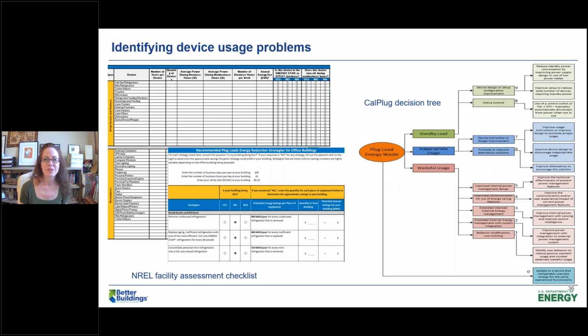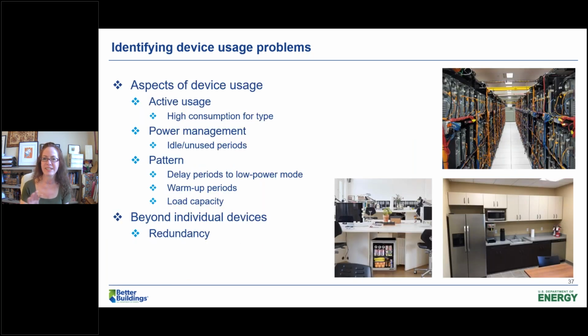So we already talked a little bit about different ways of finding out what your usage problems are. This is an example of the facility assessment checklist that NREL offers. I would highly recommend all of the things that we just talked about earlier. CalPlug also has this decision tree. It's just another example, a different concept where we're looking conceptually at what kinds of things could cause waste and then what kinds of solutions you might have. There's a ton of different ways, and again, I'm just giving you the overall concepts here.